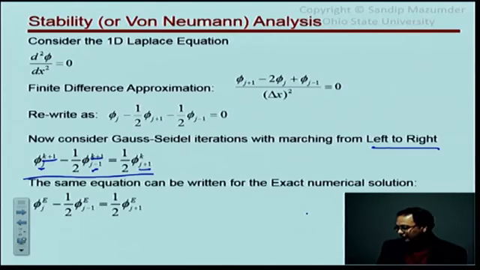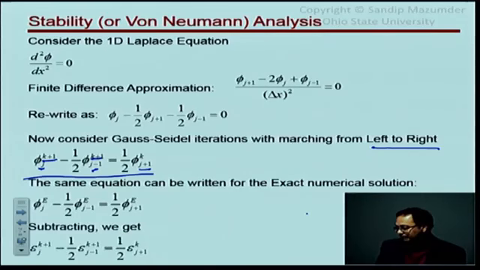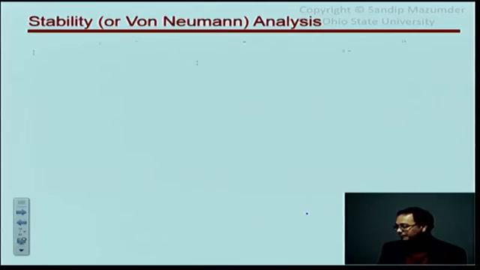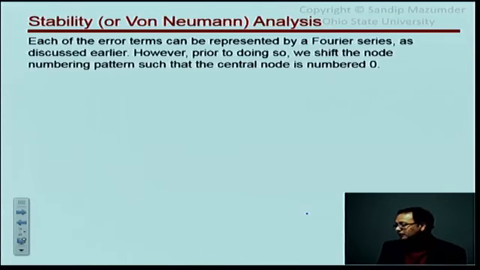The exact solution will also satisfy the same equation. So we can write that equation. We subtract one from the other, and we get our equation for the error: epsilon_j^(k+1) minus half epsilon_(j-1)^(k+1) on the left, and on the right-hand side we have epsilon_(j+1) with superscript k. Now each of the error terms can be represented as a Fourier series, and that's what we are going to do now.